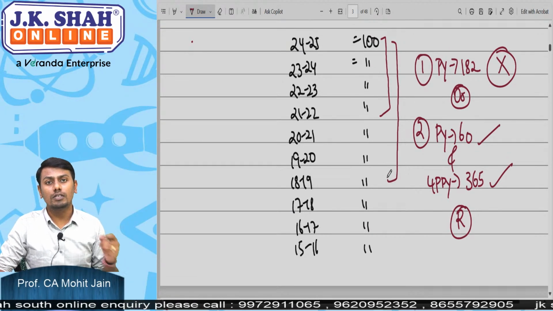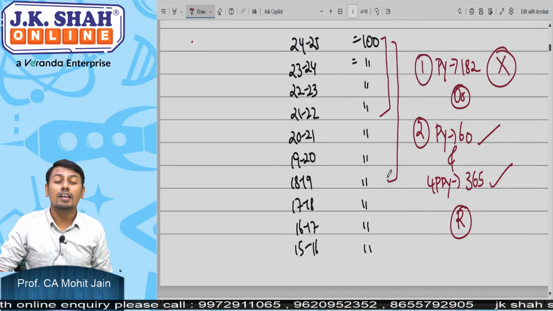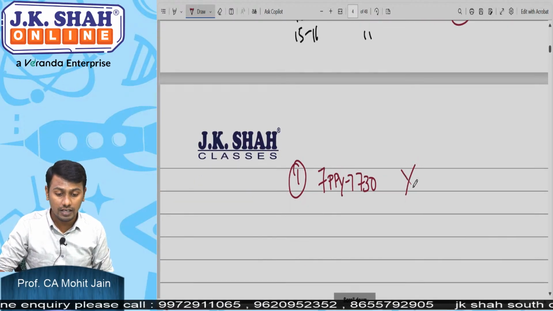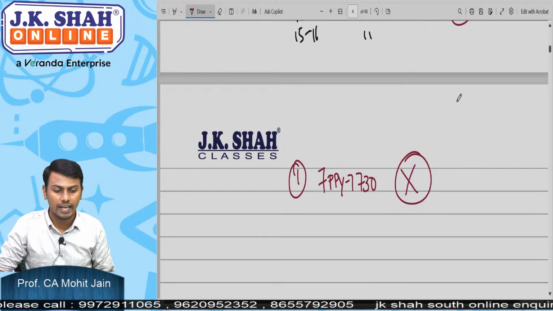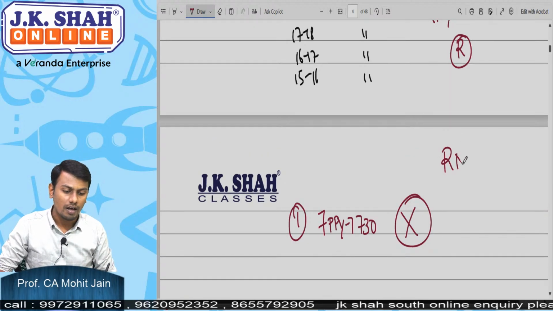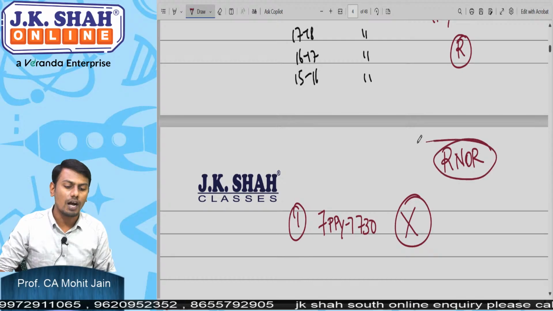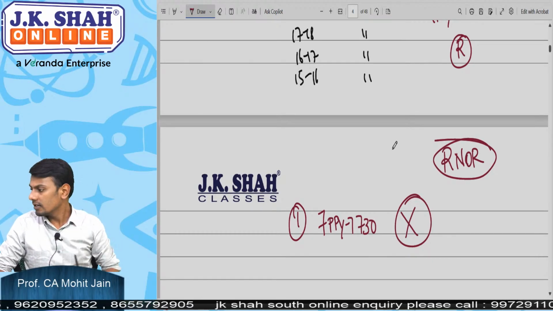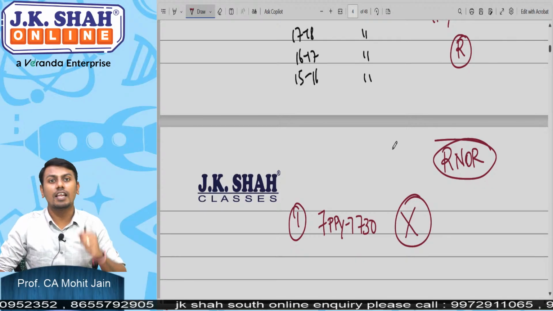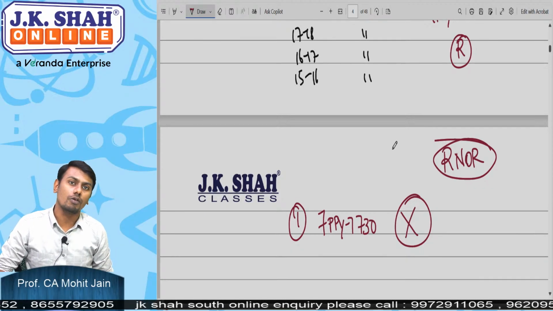No! He was there only for what? 700 days. So was he there for 730 days or more? No. No point of checking additional condition 2. Directly we can conclude he is a what? RNOR. So in the first case, Brett Lee is a what? RNOR.